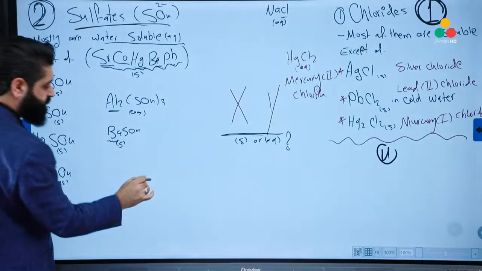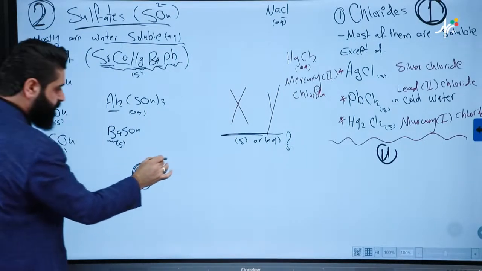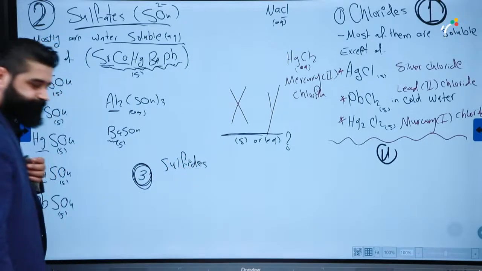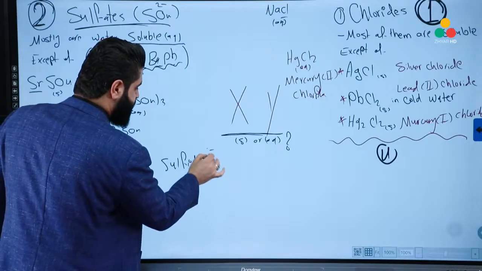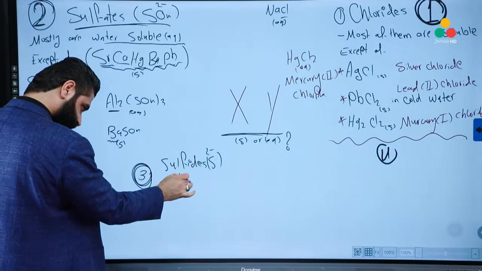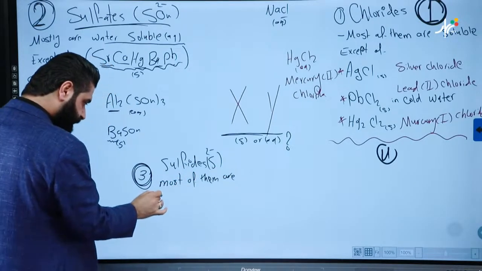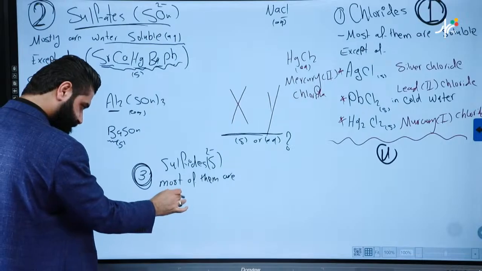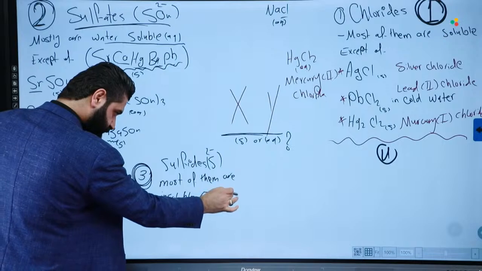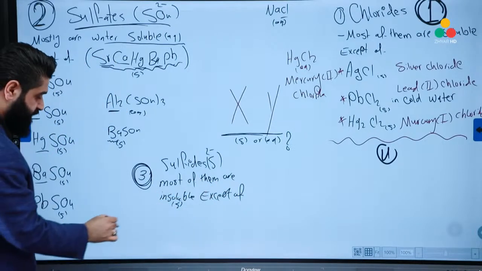We go to the third rule. Rule number 3. Rule number 3 is for the sulfides. Sulfides, S negative 2. Most of them are insoluble this time, except of. So sulfides, most of them are S, except of the following compounds.